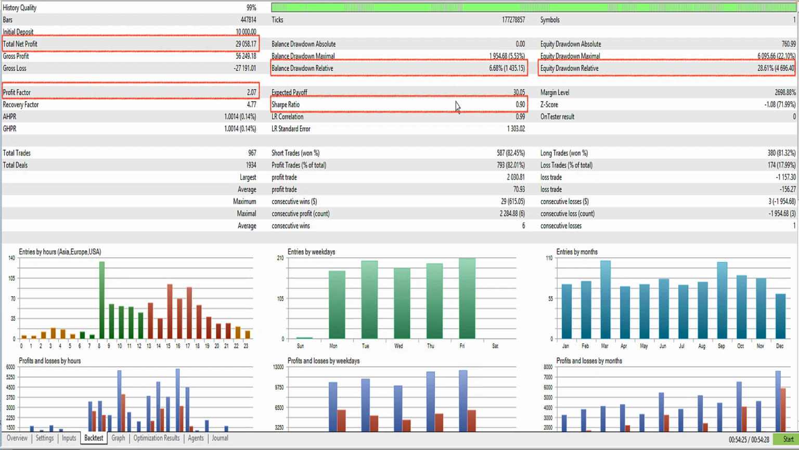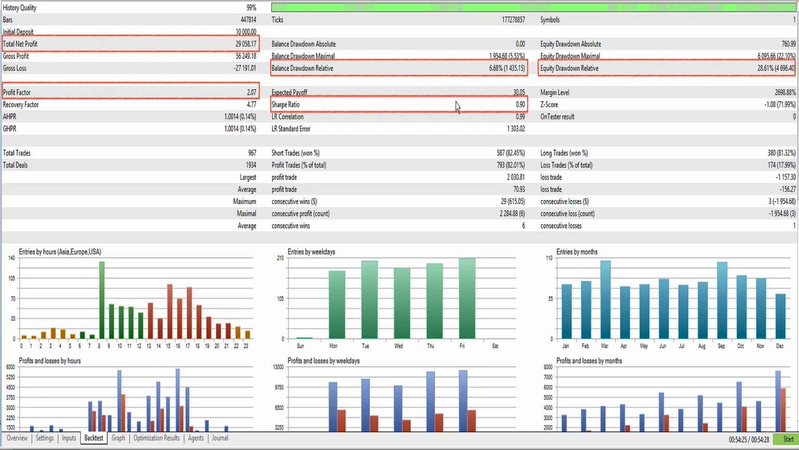Now, if we go to the middle, we see the balance drawdown relative. What this means is that if you started with a balance of $10,000, your highest drawdown underneath your balance was 6.68%. If we go to the right of that, equity drawdown relative shows that during this span of 6 years, your highest drawdown was 28.61%. So that could be, your balance had already gone up $10,000, but it came down in some type of a drawdown situation.